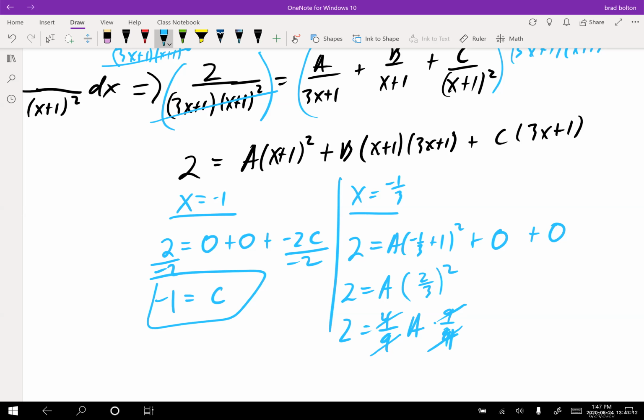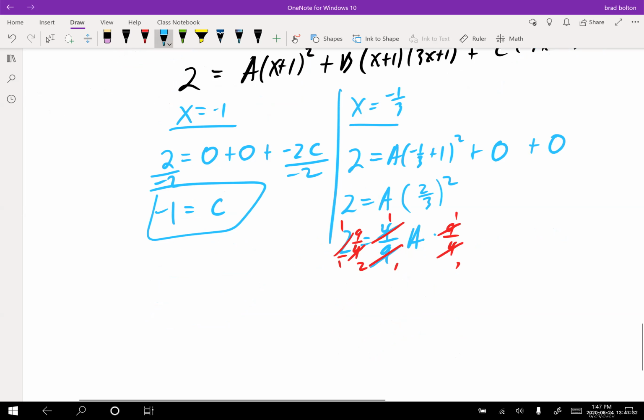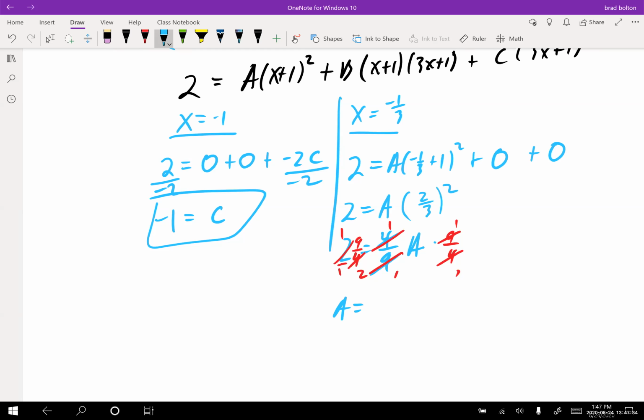Cancel, cancel, cancel, cancel. 9 over 4 here, 9 over 4 here. Everything becomes 1. This is 2 over 1, that becomes a 2. So we get 9 halves. So A equals 9 halves.